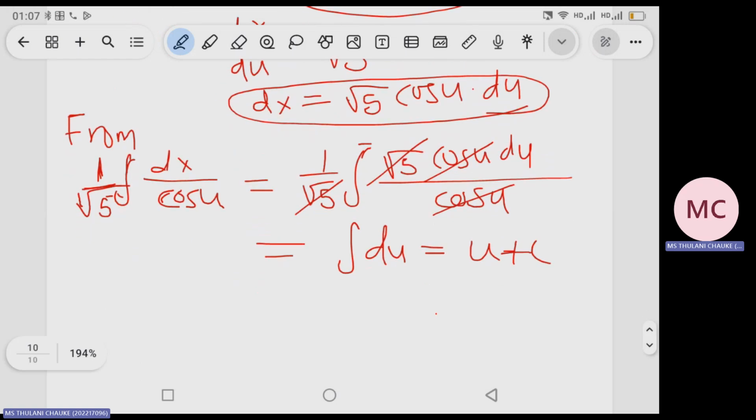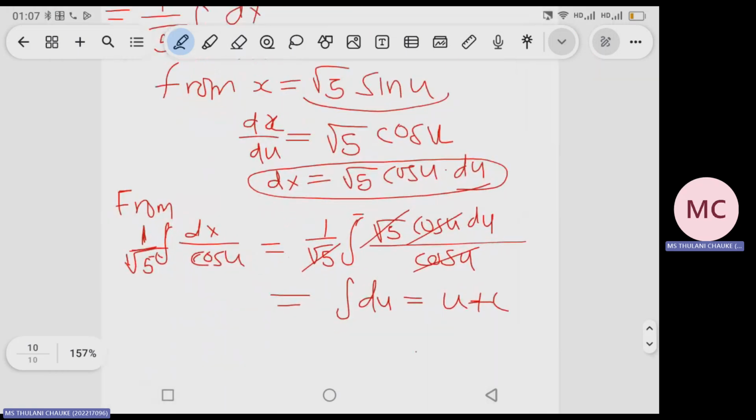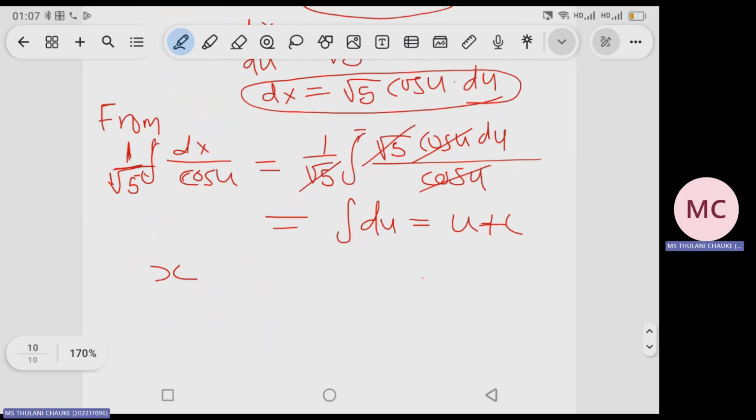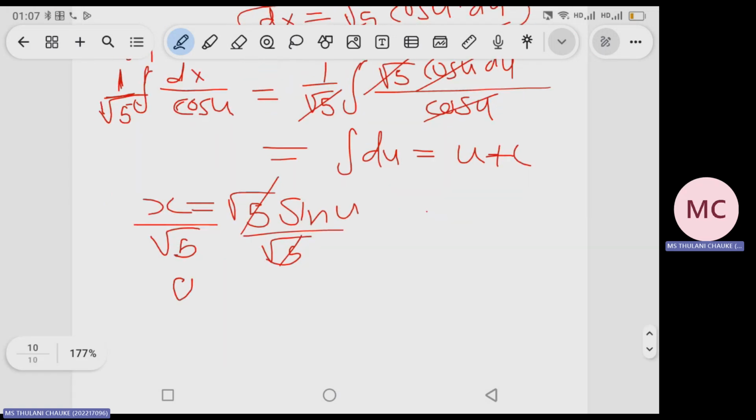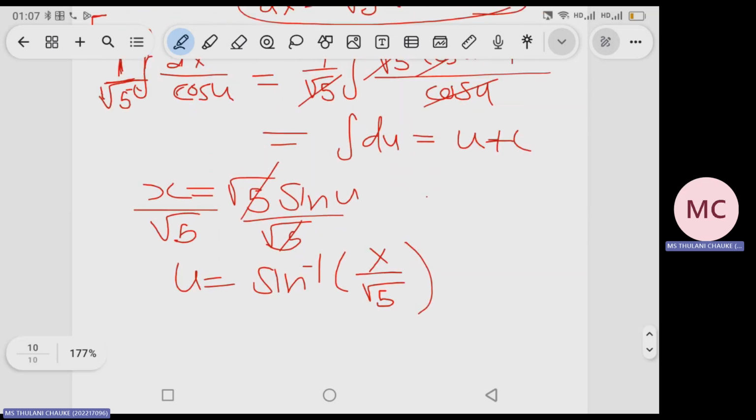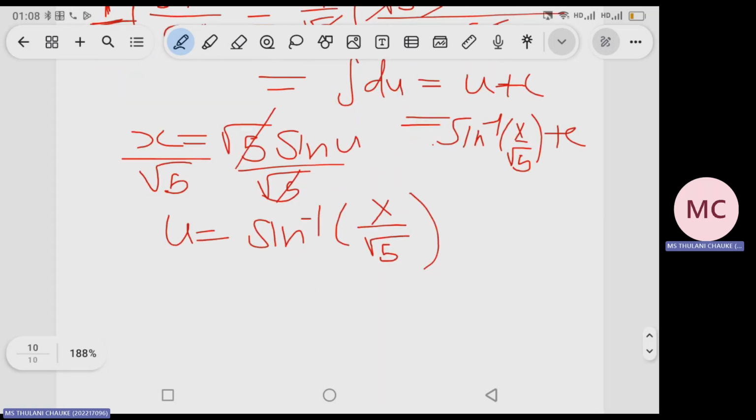And we know our u, we can take from the fact that x is equal to the root of 5 sine of u. I can divide both sides by root 5, then I can make u the subject of the formula. Then my u will just be the arc sine of x over root 5. So our final answer will just be arc sine of x over root 5 plus c.